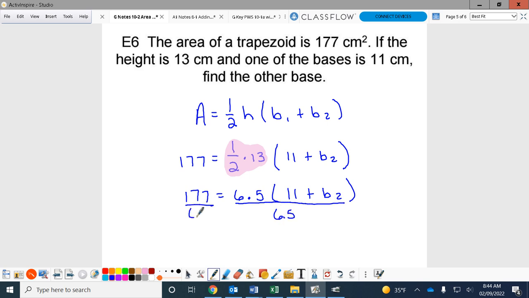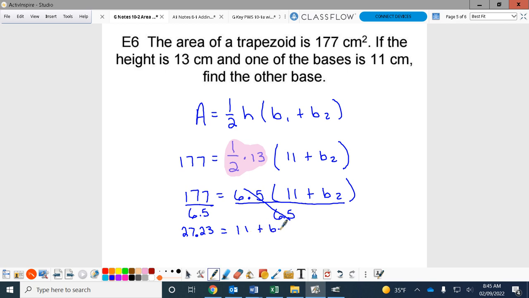What's 177 divided by 6.5? 27.23. Does it end like that? Okay, so within the problem, that's great. Within the problem, we need 2 decimal places, so that's perfect. Nicely done. 27.23 equals, the 6.5's cancel out, and we get 11 plus B2.